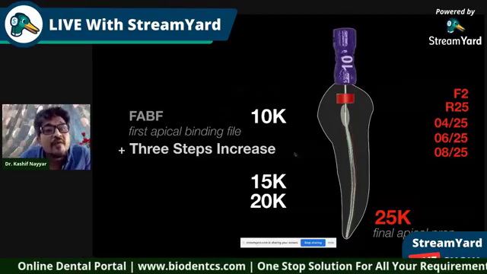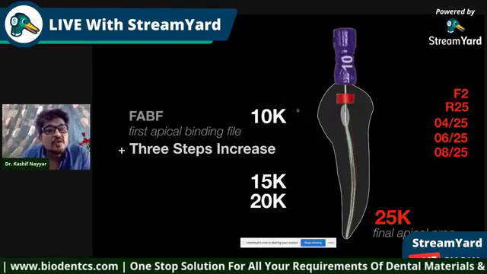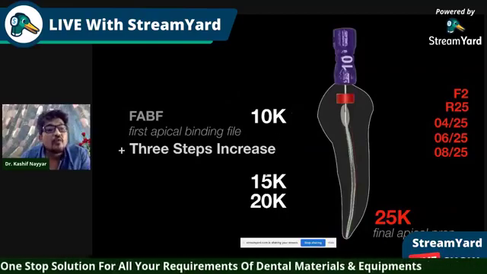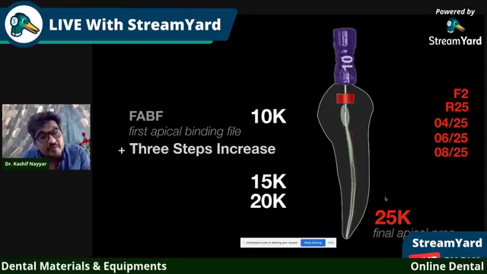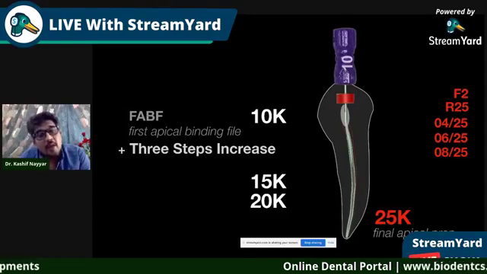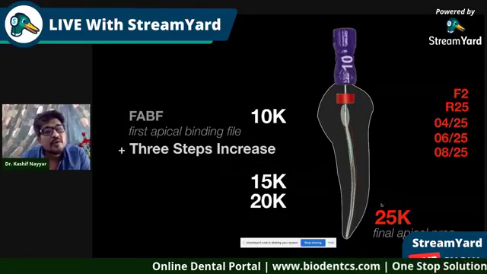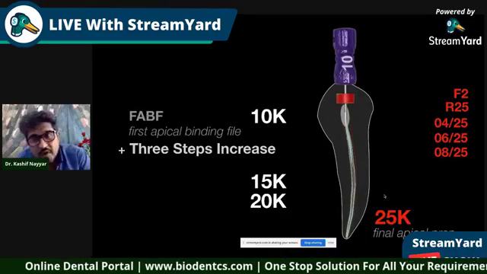So let's suppose we have a number 10 K file in the beginning. So we can increase up to 15, 20, and 25. So our final apical preparation will end at 25K. So we have increased up to 3 numbers.